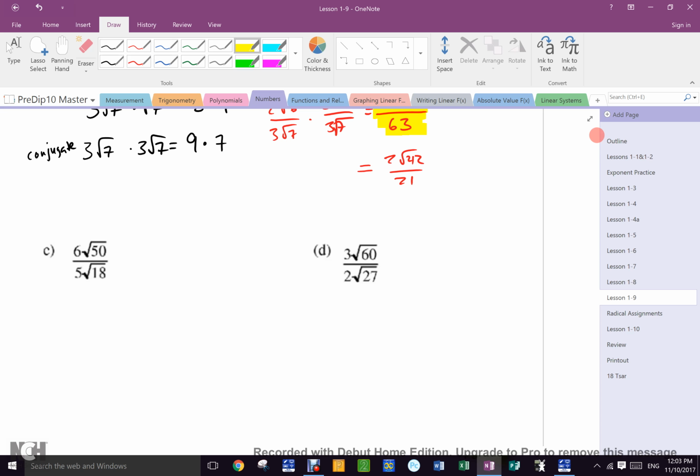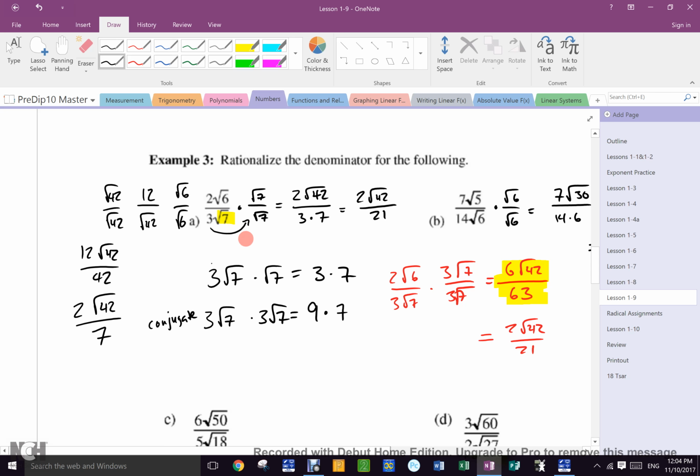No, they're not. Cool? So why do you use the same radical? Because we are only caring about getting rid of the radical in the denominator. Okay? So this just won't work. All right, so what do we do for C? Just kidding. We can do this.